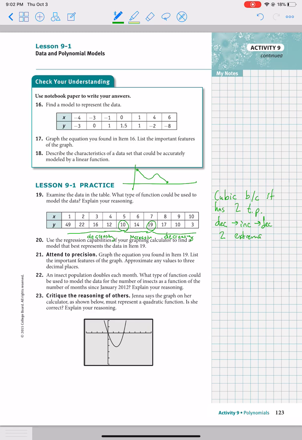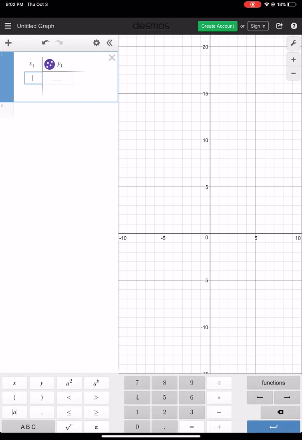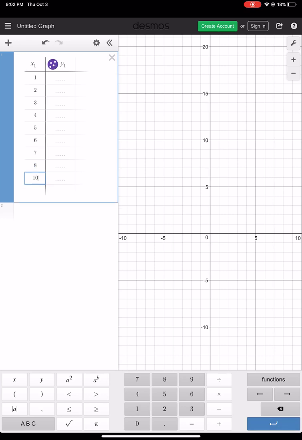So moving on to 20, it's going to ask, how do we actually find our regression model? So unfortunately, I don't have our TI-89 app on my iPad, which is how I do these notes. So instead, I'm going to use Desmos. So when we're on Desmos, we have to add a table and then add our information. So I'm just adding this table in. And we're going all the way up to 10. And then we can add our y's.